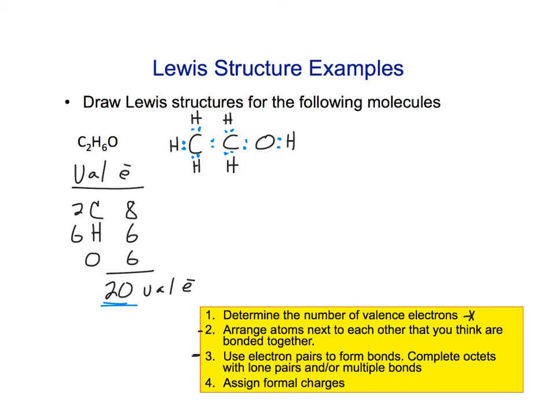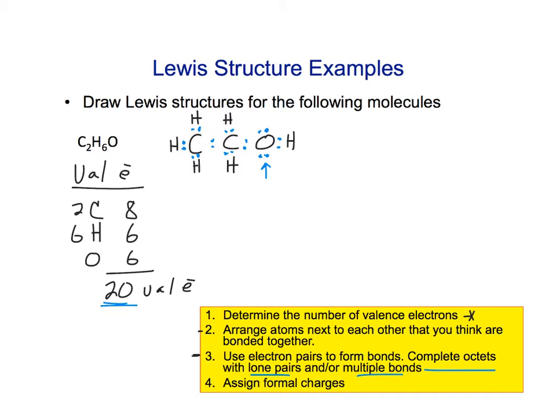All right, so where do we put the other 4 electrons? So let's look at our structure. What we want to do is look for completed octets, and if we find an atom that does not have an octet, we're going to either use lone pairs or multiple bonds to give that an octet. All right, so let's look at the oxygen. Right, the oxygen has only 4 electrons around it, so if we put 2 more pairs of electrons around the oxygen, it now has a complete octet.